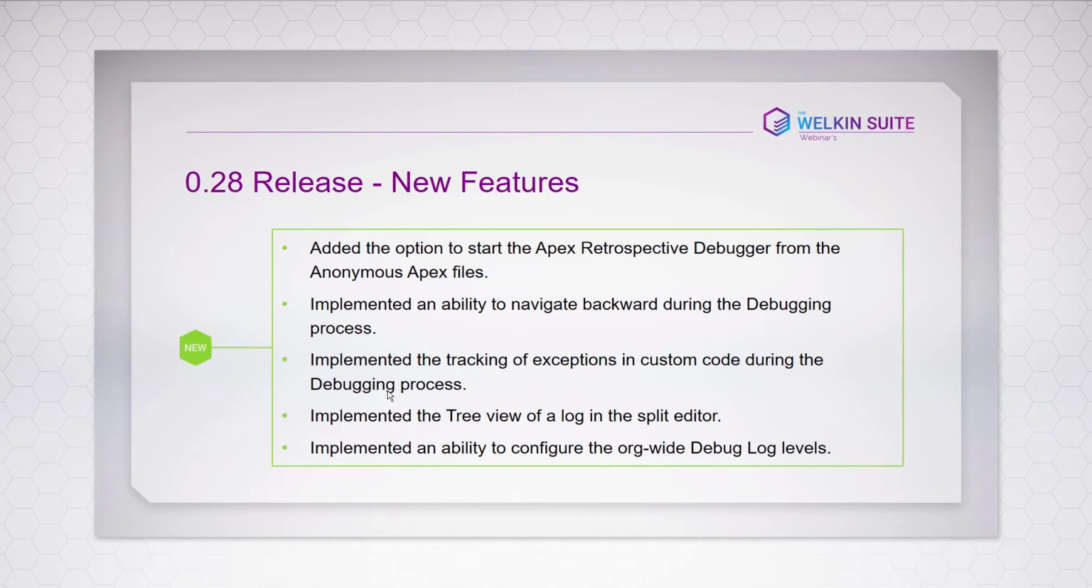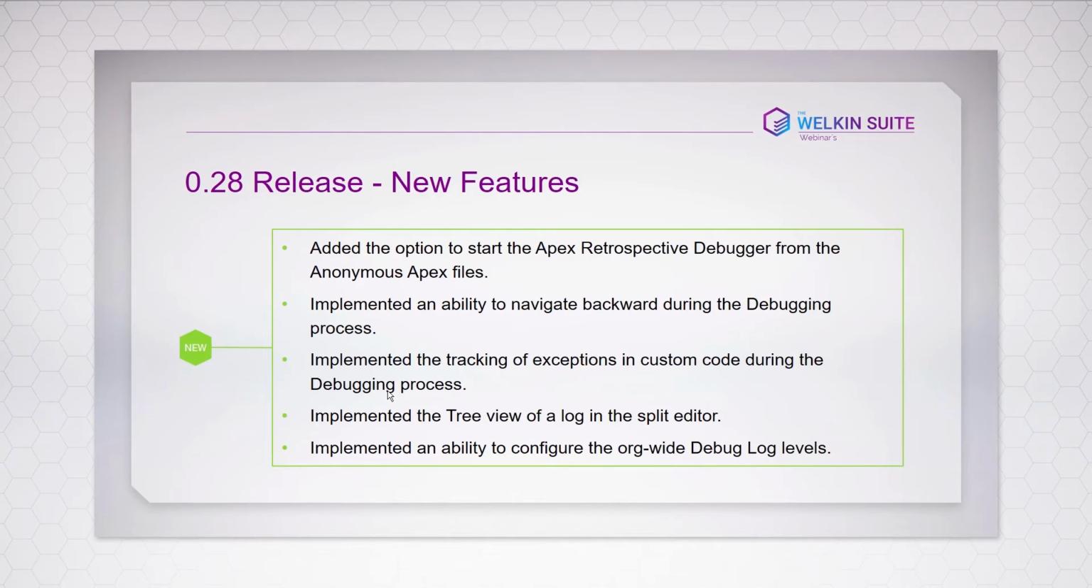Okay. Well, then also continuing the theme here, we now allow you the opportunity to use our retrospective debugger in Anonymous Apex files. At least from our experience, if you want to test new functionality without having to send something to Salesforce, Anonymous Apex is really the best solution. So now, using Anonymous Apex with the debugger, it just gives you an extra tool to verify all the executions.